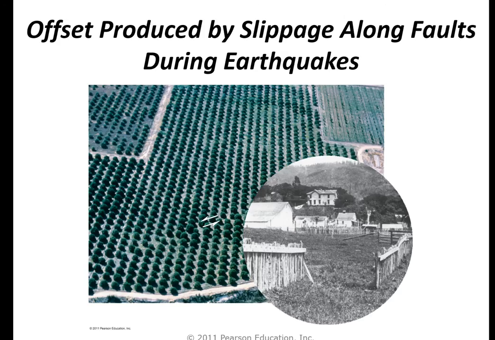Here we see an offset between a fault line along a farmland. We can see how the motion of the earth has resulted in a significant gap in the fence line there on this person's property.